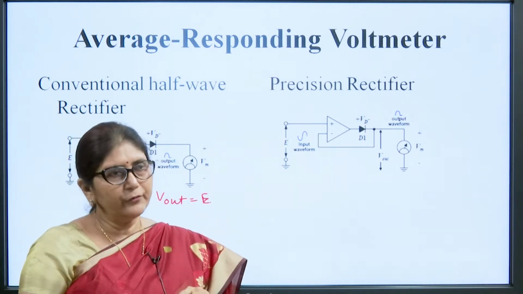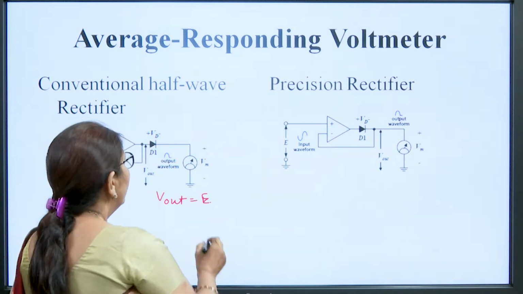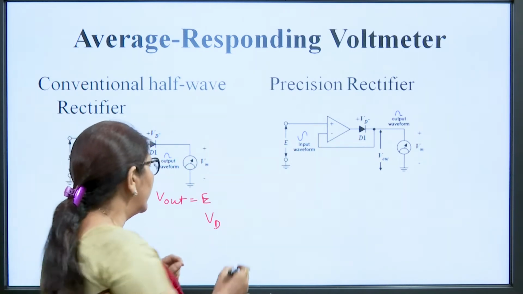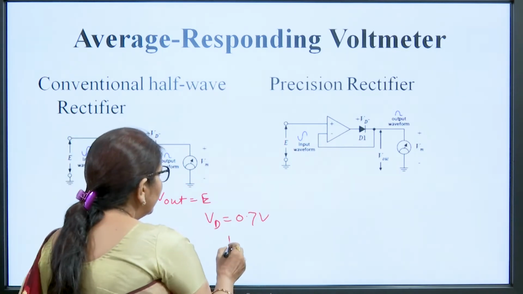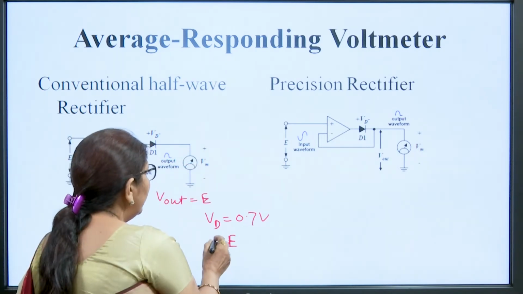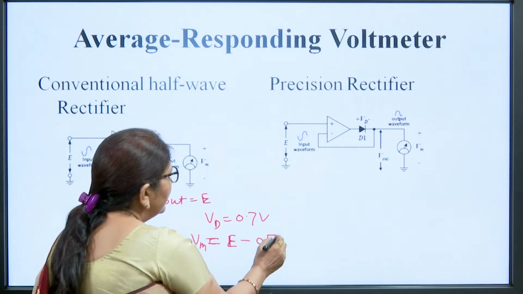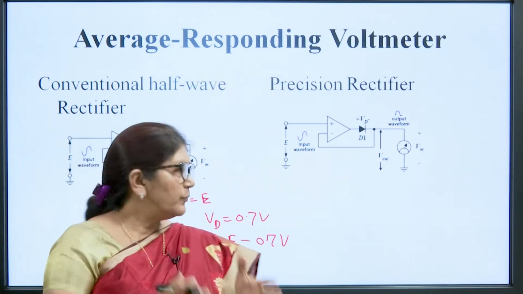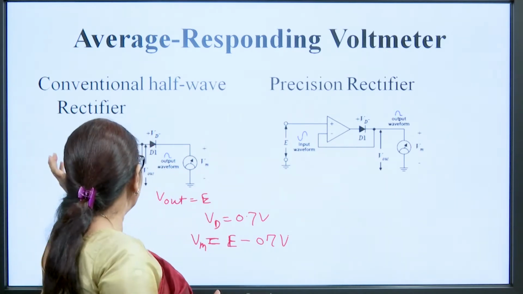The diode converts AC signal into DC signal, but what is the problem in this? There is a voltage drop across the diode, that is Vd. Generally we use a silicon diode, which has a voltage drop of 0.7 volt. So, if the input voltage is E, the voltage after this diode, that is Vm, will be E minus 0.7 volt. Whatever voltage we apply, the voltage across the meter will be 0.7 volt less than the input voltage.